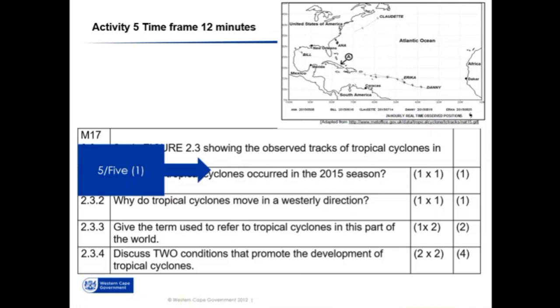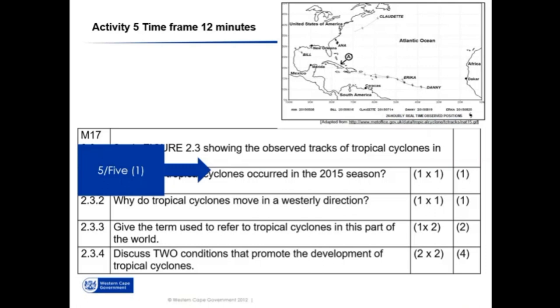Okay, then number four, two conditions that promote the development of tropical cyclones. Remember, the first thing that you need to know is the temperature of the water, plus minus 26 to 27 degrees. Okay, the water will be warm. And because the water is warm, we will have high humidity, and that is what tropical cyclones are looking for. Also, because it's warm water, lots of evaporation. So now we have air that rises up into the atmosphere, and then we have a very intense low pressure that is created on the surface of the ocean. The one thing that you need to remember also, convergence and divergence.